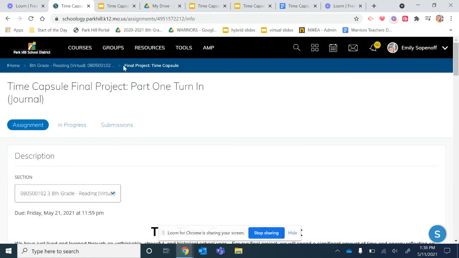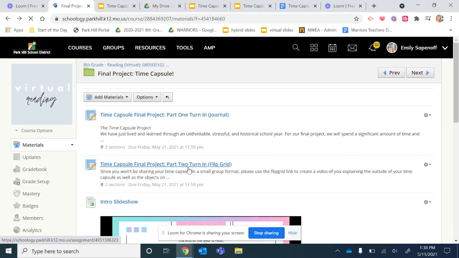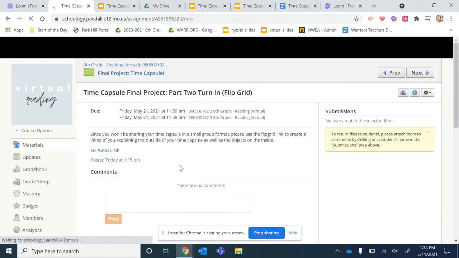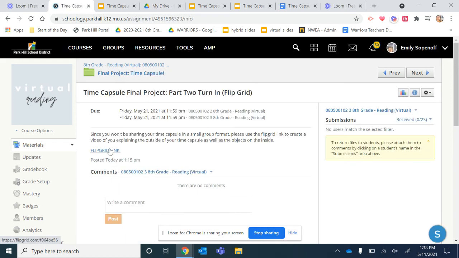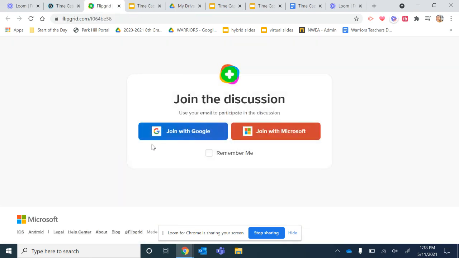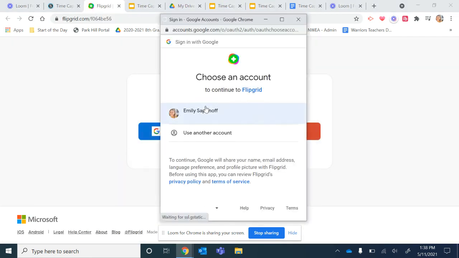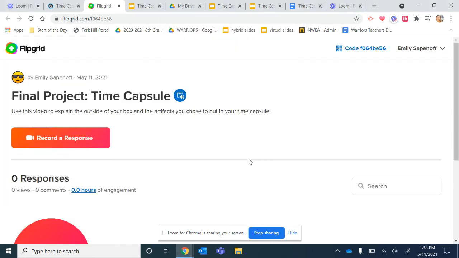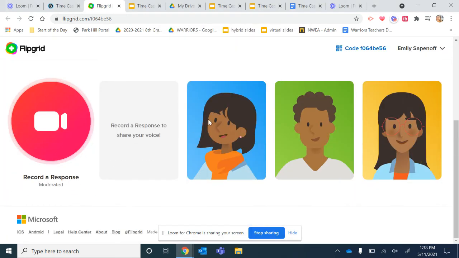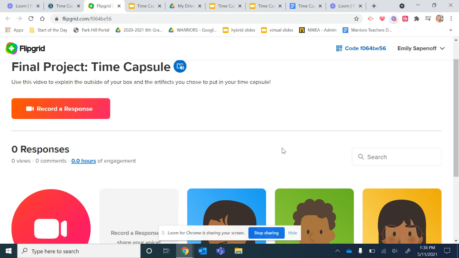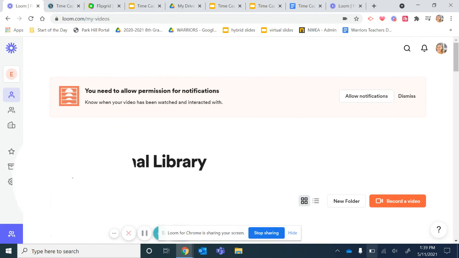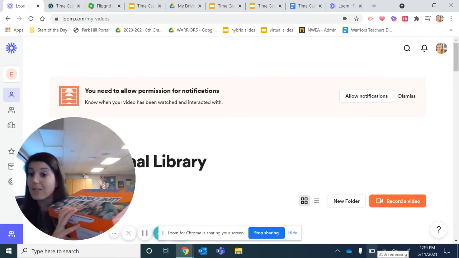And then when you are completely finished making your time capsule and finding your objects and putting them in there, you are going to show me on a Flipgrid. And it'll be under the same class. All you're going to do is record a video of yourself, kind of like what I did. You're going to record a response, and it doesn't have to be explaining every single thing ever, but you're just going to go through, just like I did and showed you guys, and show me the outside of your time capsule.